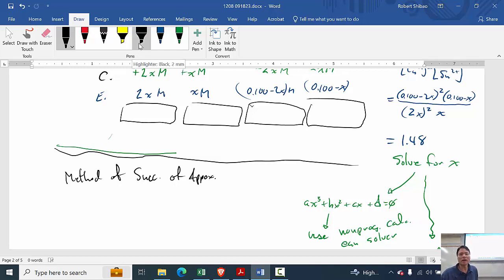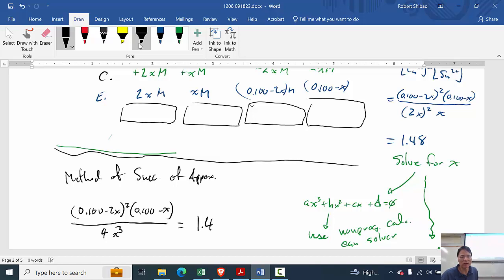In the guess and check method, I'm not going to get this into cubic form. I'm just going to leave it in this form, except I'm going to simplify it a little bit. I'm not going to multiply out the binomials. I'm just going to leave them: 0.100 minus 2x quantity squared times 0.100 minus x. The denominator I'll simplify because it's easy to simplify. This is just going to be 2 squared, which is 4, and then x squared times x is x cubed. So I get this equation, and this should equal 1.48.